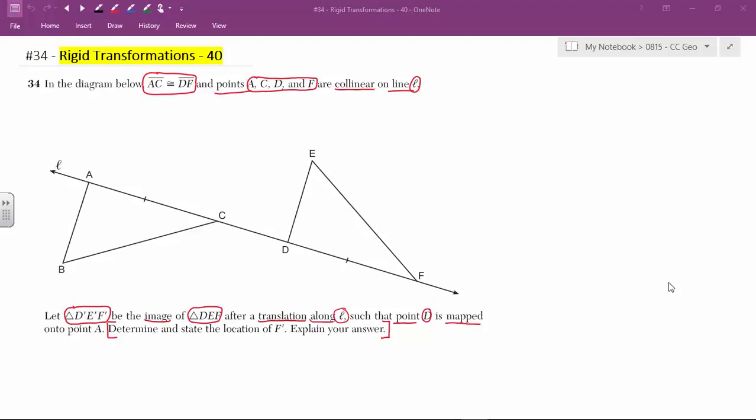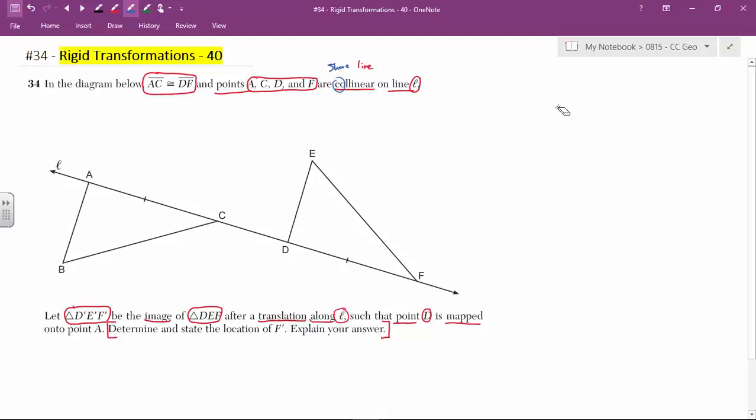All right, 34. In the diagram below, AC is congruent to DF, and points A, C, D, and F are this funny word, collinear. So collinear simply means they share the line. All those points are on the same line. The way I remember that is cohabitat means you share a home. So co means share, and collinear means you share the line.